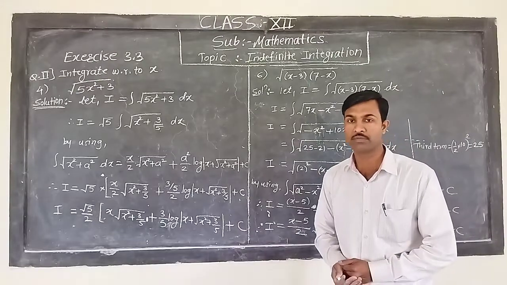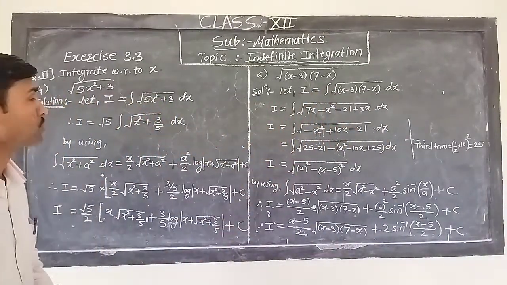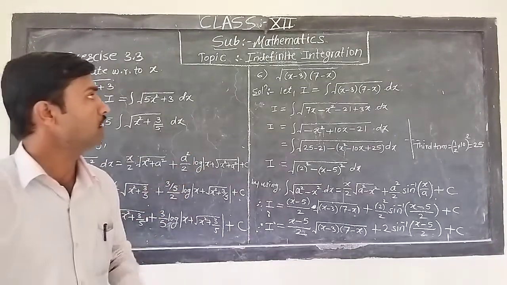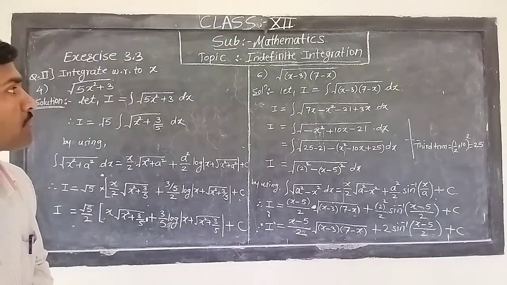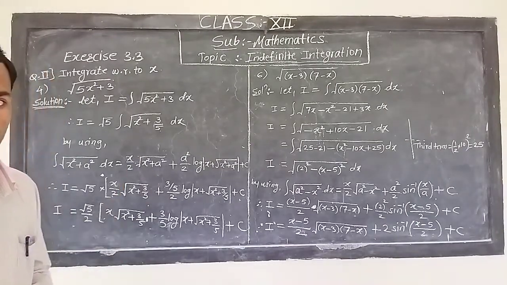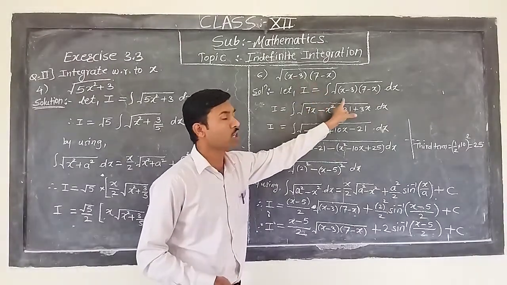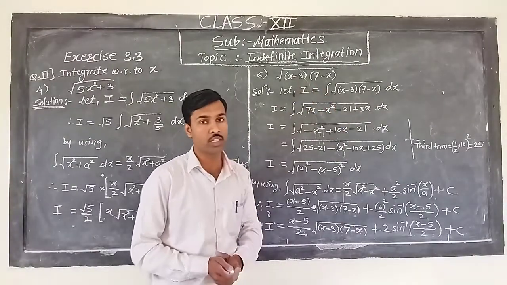Here is the solution. Now here is question number 6. In this question, we have the square root of x minus 3 into 7 minus x, and we have to integrate this problem. So let I be equal to the integration of under root of x minus 3 into 7 minus x into dx.